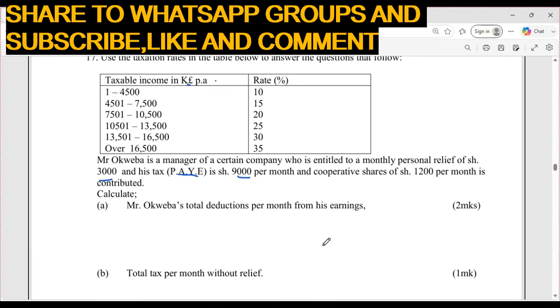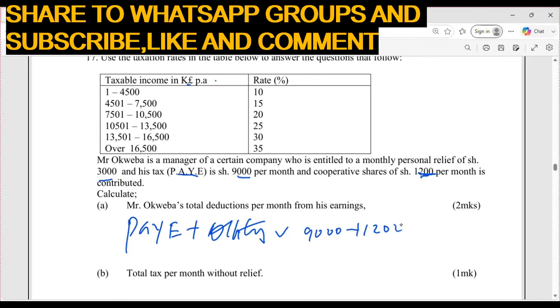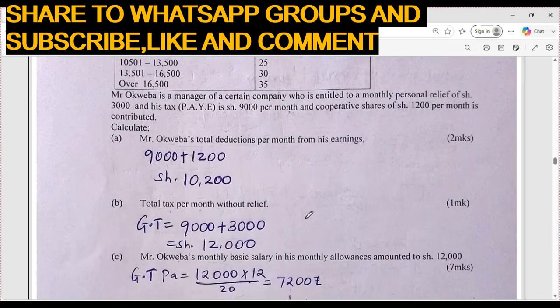Total deductions. Remember, total deduction is PAYE plus other deductions. The other deduction is given here. He pays shares, which is 1,200. So you simply add 9,000 plus 1,200. It gives you the amount he pays per month. That is the total deductions, PAYE plus other deductions. Next, the total tax per month.